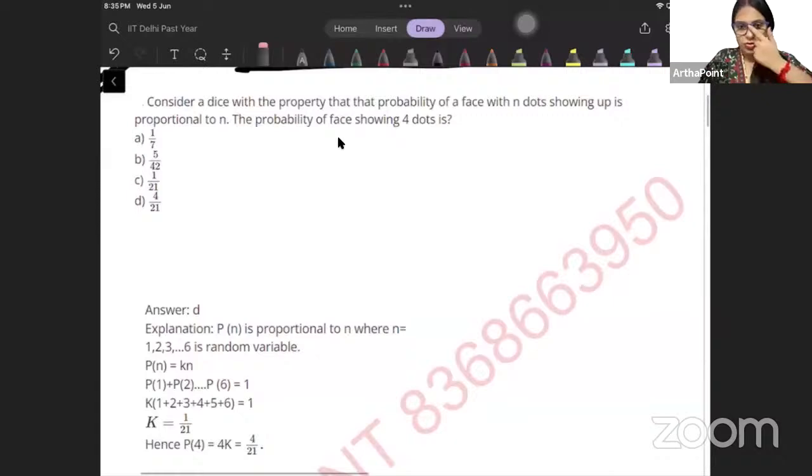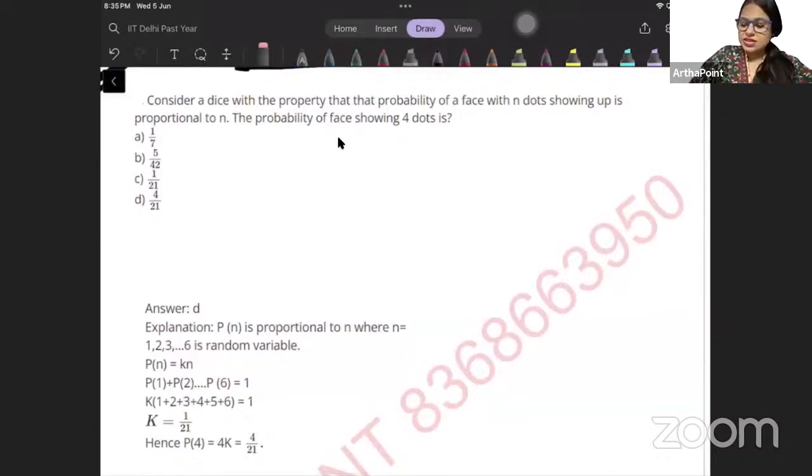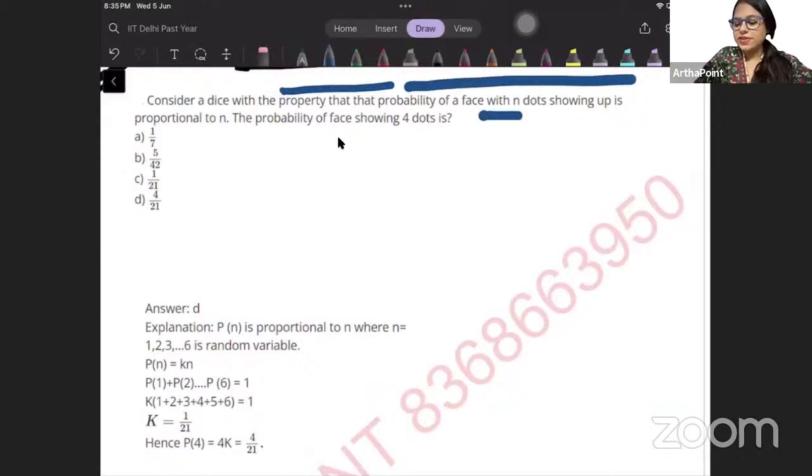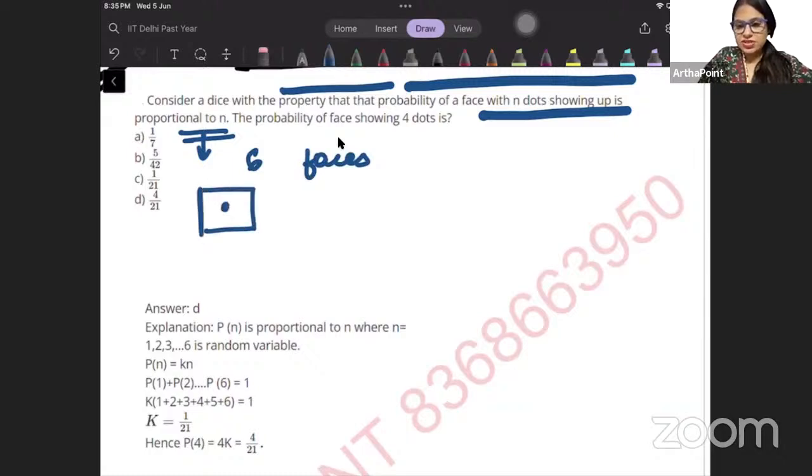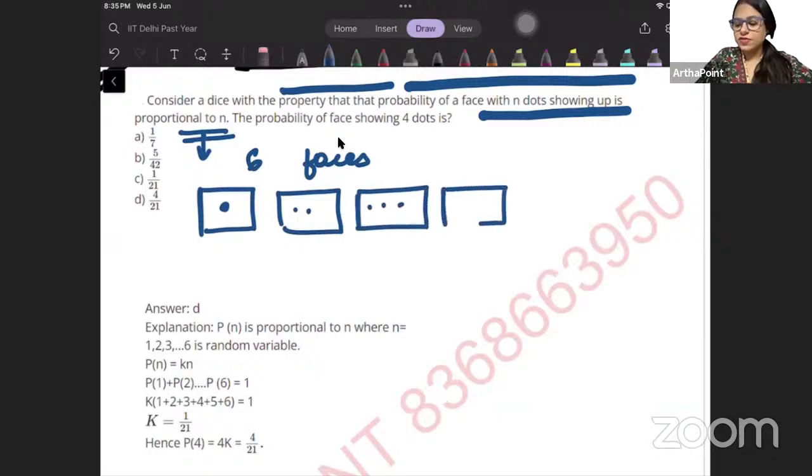Thank you. Okay. So it says consider a dice with the property that the probability of a face with n dots showing up is proportional to n. So I said that a dice can have 6 faces. The first face only has 1 dot, the second face has 2 dots, the third face has 3 dots, the fourth face has 4 dots, and so on and so forth.